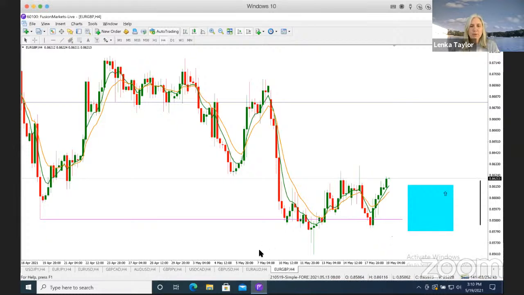All right, so that is all the currency pairs that I have for today.